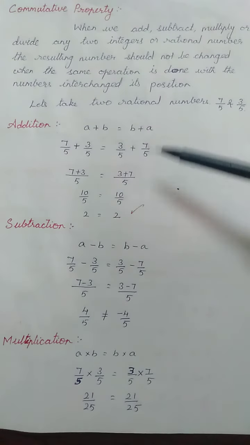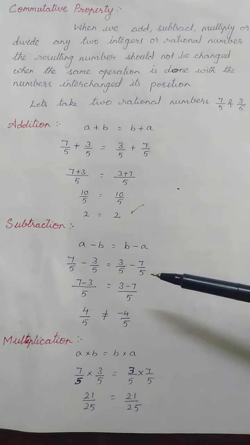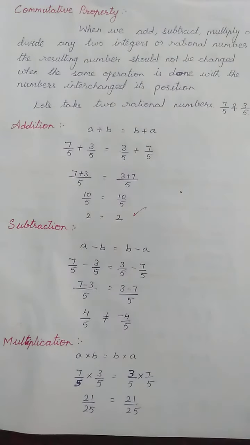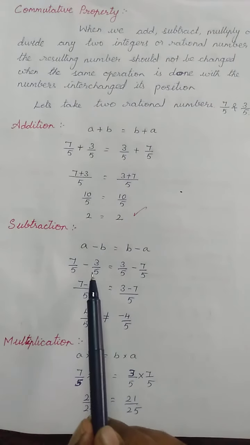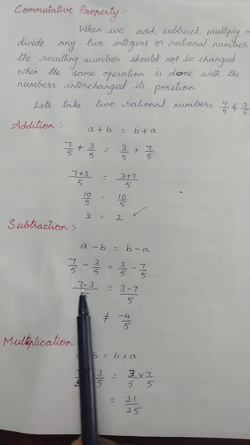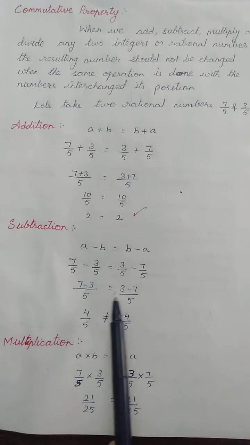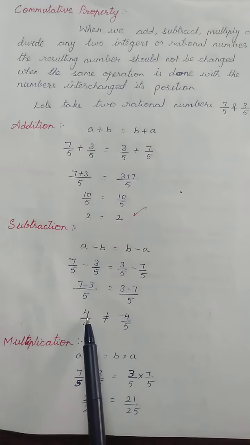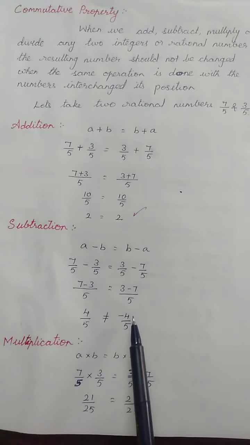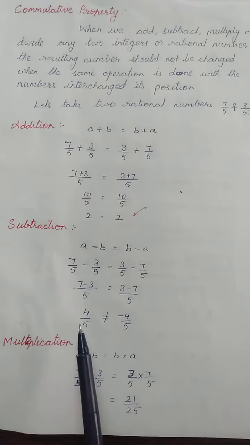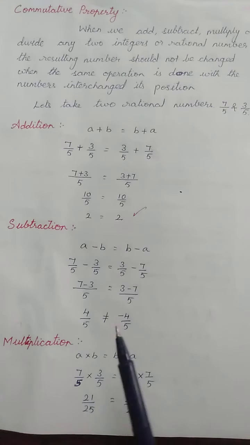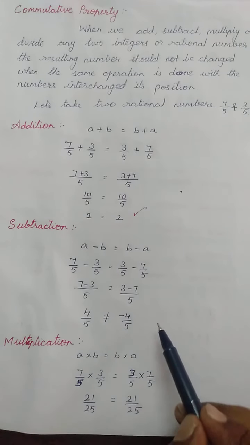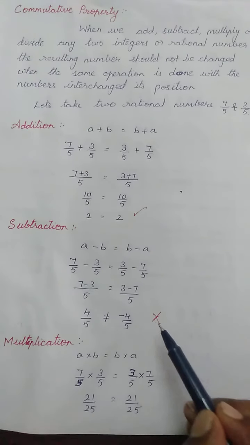What I have done is the same thing as over here, but with a slight change. Here it is addition, but here it is subtraction. Same concept, since the denominators are the same, subtract the numerators. 7 minus 3 is equal to 4, but 3 minus 7 will give you minus 4. Are minus 4 and plus 4 equal? No, they are not equal. So commutative property under subtraction doesn't work.